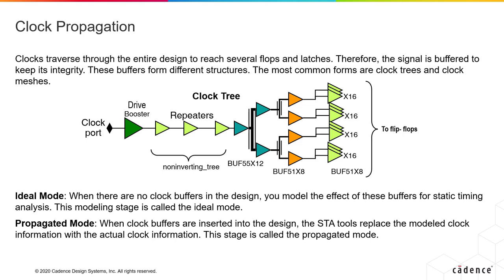In the case where your design does not have any clocks typically during synthesis, the clock tree doesn't exist, so you need to model the effect of a clock tree into your design. At this stage, during synthesis, it's known as the ideal mode. When the clock buffers are inserted into the design, it is known as the propagated mode, where the modeling that we have done is replaced with the actual clock information.